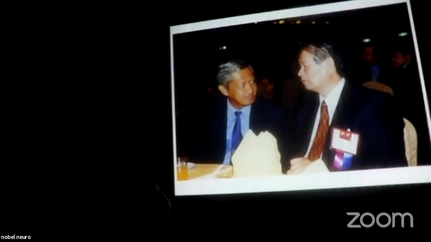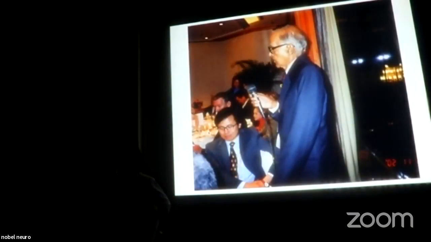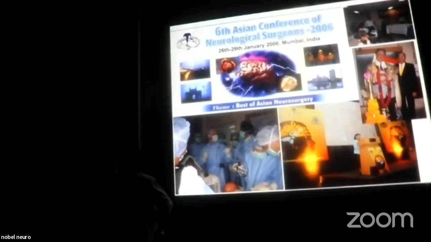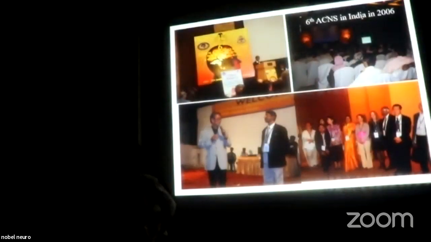Dr. Benny from Indonesia, and also the special guest, this is the Hong Kong Asian Congress. During the Hong Kong meeting, Professor Ramamurthy gave us some greetings. This is the sixth Asian Congress, held in Mumbai. Dr. Mishra was the host. And all the time we associate with the Asian lady neurosurgeon gathering. On the right side are many lady neurosurgeons from Asia, and we had a very nice gathering at that time.